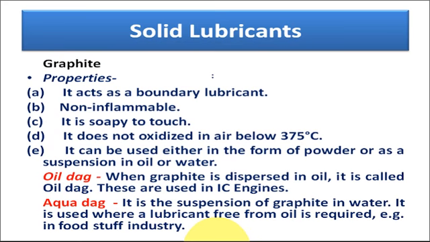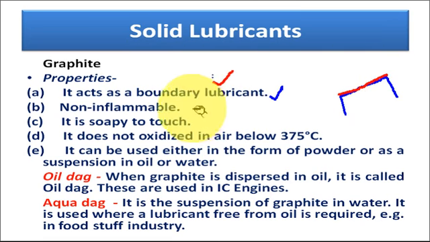Now, two important solid lubricants we are going to discuss here. One is graphite and the second one is molybdenum disulfide. Graphite acts as a boundary lubricant. What is the meaning of boundary lubricant here? That means these form a monolayer on the metal surface like this. So this acts as a boundary of the metallic surface. That is why these are called boundary lubricants.